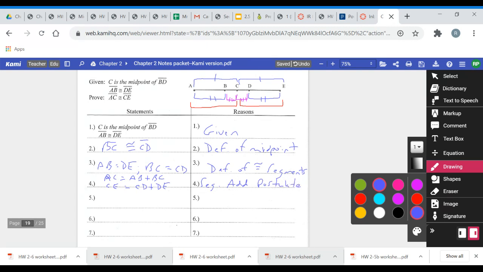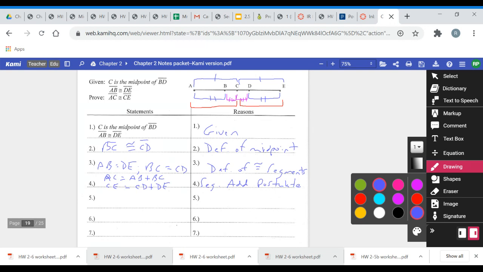From there, similar to what we did before, I can say that AC is equal to DE plus CD. Okay, always keep in mind what you're actually trying to get to. And in this case, I am trying to get to the fact that AC is congruent to CE. Okay, I can see AC in line 4, but there is no CE in that same equation. So somehow I need to get it into that equation.